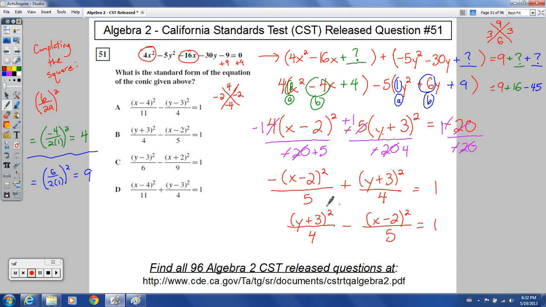equals 1. And so this is the form of a hyperbola that is not centered exactly at the origin. It's actually centered at negative 3, it looks like, but we don't need to know that for this question. We've already got our answer. What's the standard form of something like this? So this looks exactly like choice B. Looks like we're all set to go there. Number 51, choice B.